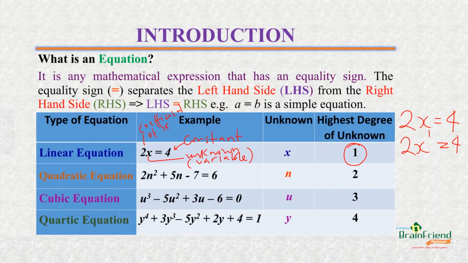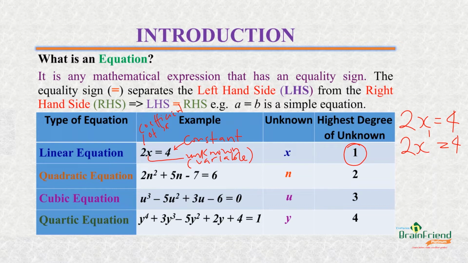If you also look at it carefully, you will see that the highest power there is 2, when we have 2n raised to the power 2. So because the highest power of the unknown or the variable is 2, we would say that the highest degree of the unknown is 2. So a quadratic equation has the highest degree of the unknown to be equal to 2. The next we'll be looking at is cubic equation.